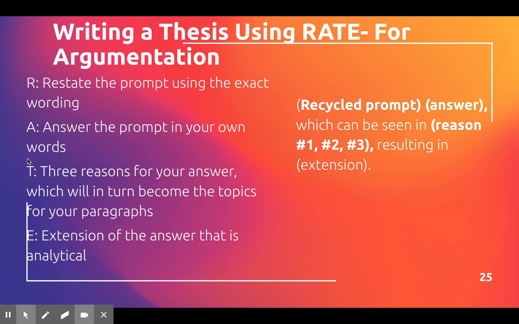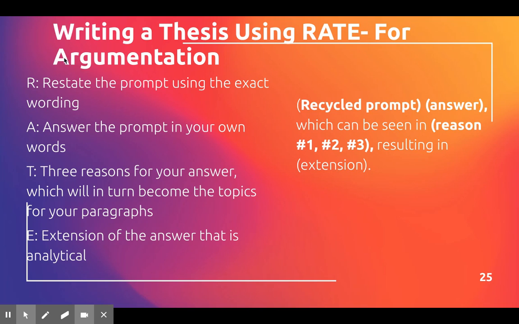The next part, the T, is you give three reasons for why you answered the prompt that way. So in my case, it would be three reasons for why I think green is the best color of all time. I could say, I don't know, because it is the color of money, because all the trees are green and they give us oxygen. And I don't know, you can just make up the third one. So that's what it would look like.